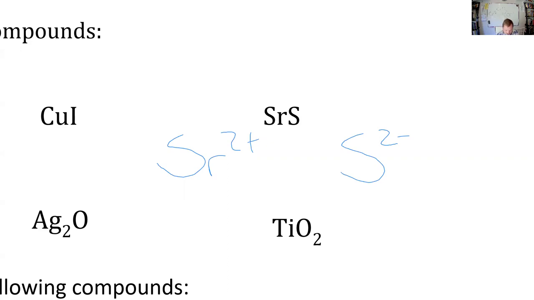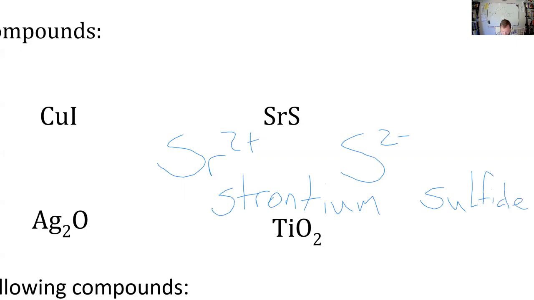So the name of the compound would just be strontium sulfide. We don't need to specify the number on the strontium because it's in column two, so we know it's always a plus two. There is no question about what the charge could be on it.